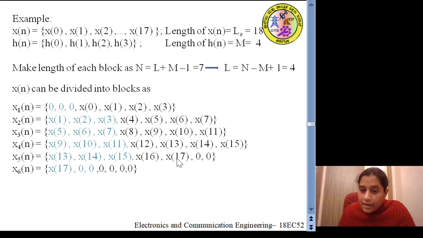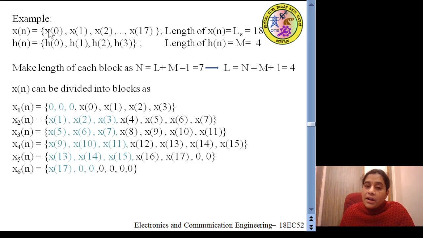Okay. And the last m minus 1 is also including this part. So we are taking one more block. X6 of n will be x of 17 and 0 and 0. But we have to make the length of this block also as n. So we are appending 4 zeros here. So it is x of 17, 0, 0, 0, 0. So this is the first step we are doing.